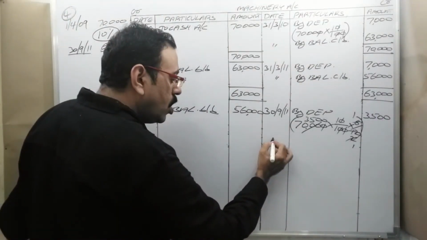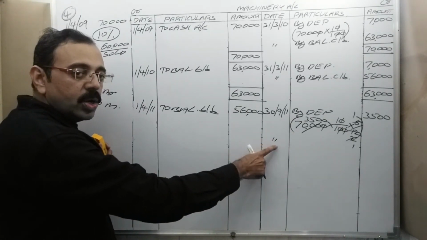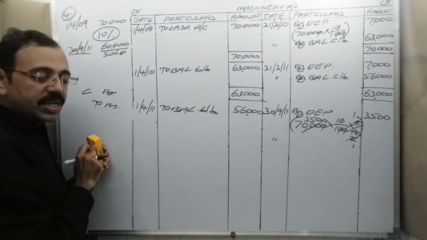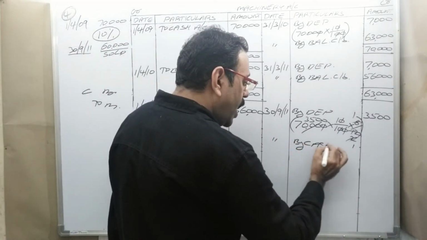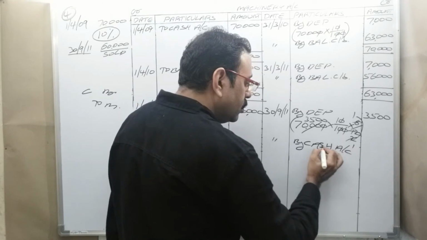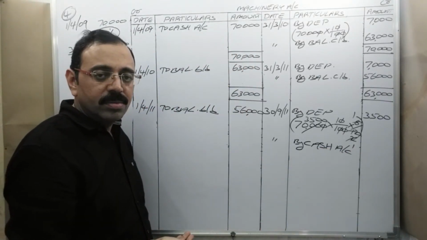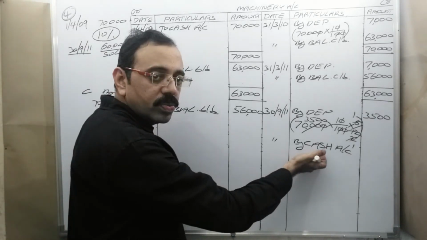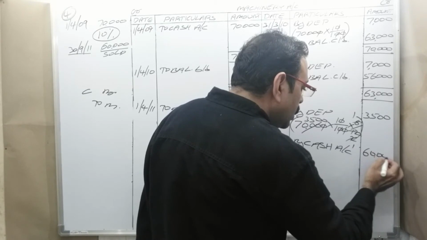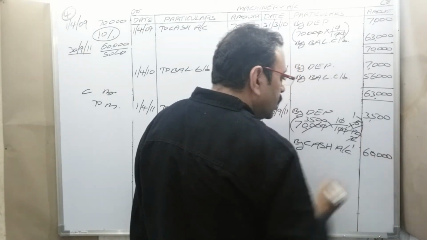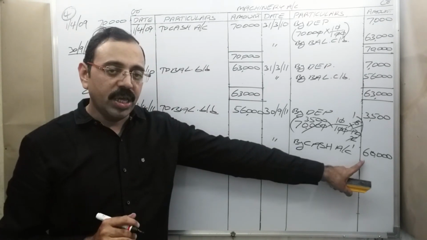When did we sell? On 30 September 2011. So write down that date. Don't write the last date of the year. On that day, by cash. Suppose we sold that asset and we got a cheque, then we can write bank also. Okay? For how much value did we sell this asset? 60,000 rupees. Always remember, the sale price will be given in the question only.